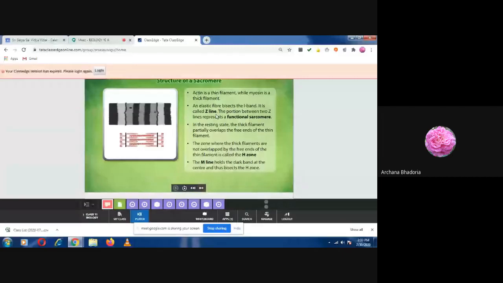Hansen's disk. And that has been written here as the M line. Free ends of the thin filament is called the H zone. Overlapped by the free ends of the thin filament, called the H zone.